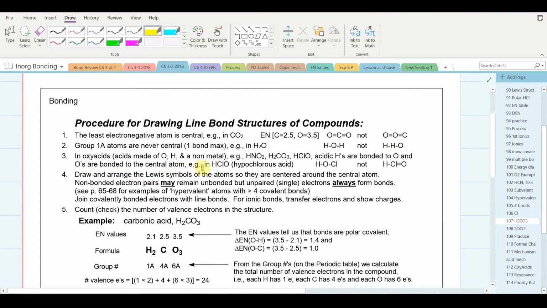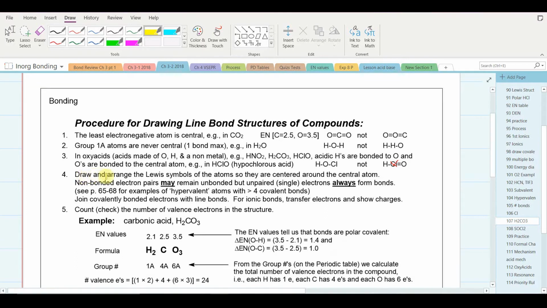So for example, we write the formula. Hypochlorous acid is HClO, but that's not its structure, is it? We know it's an acid. It has an acidic hydrogen, so where is the acidic hydrogen bonded to? All acidic hydrogens are bonded to oxygens, and oxygens bonded to the central atom. So HOCl is the proper structure or layout of hypochlorous acid. And sometimes you'll see it written that way as formulas, HOCl, without the bonds. But this is definitely incorrect.